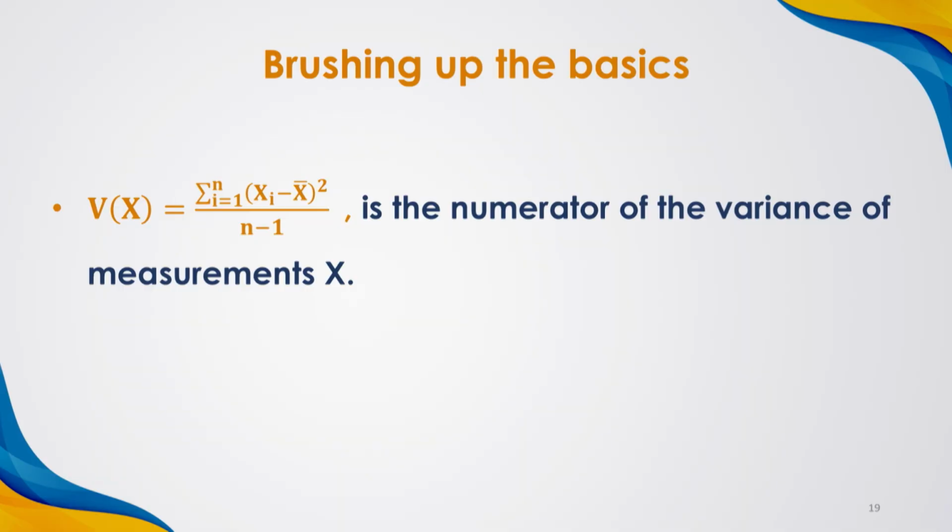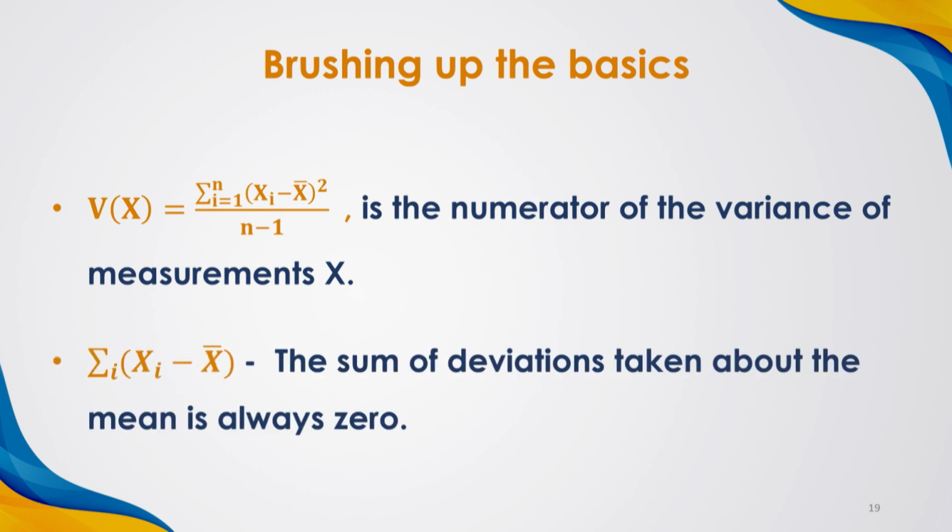Before diving into the concepts of one-way ANOVA, let us brush up the descriptive statistics. The first one is the variance of the measurement, which is defined as the sum of squares of deviation of observations from the mean divided by a quantity called n-1, which is called the degrees of freedom. The sum of deviations taken about the mean is always 0. This we will use for derivation of the sum of squares.